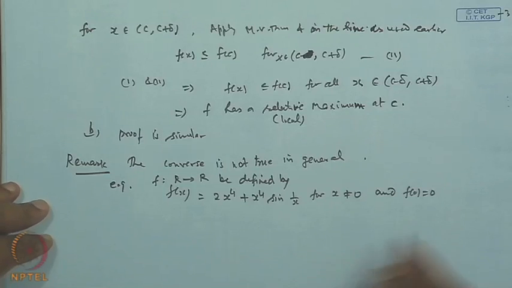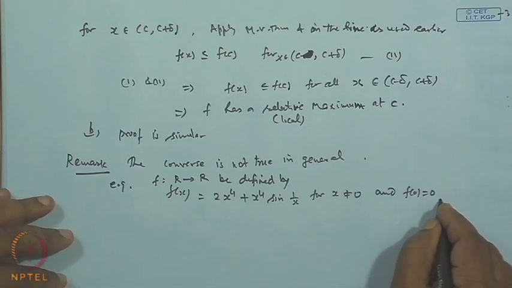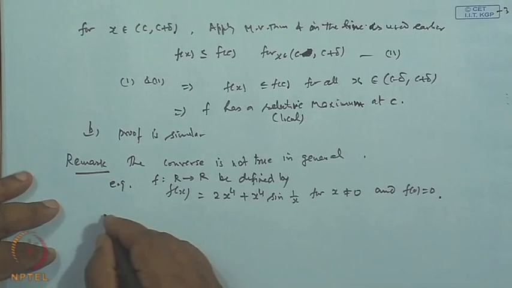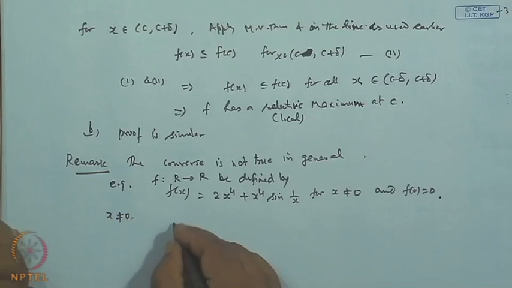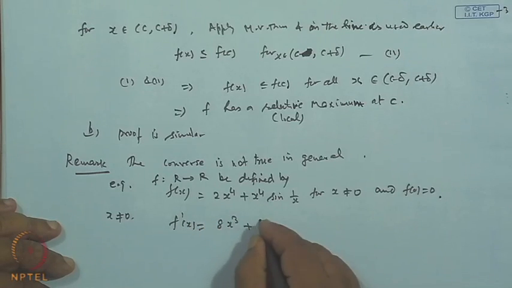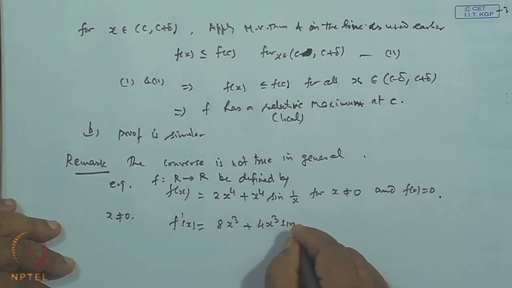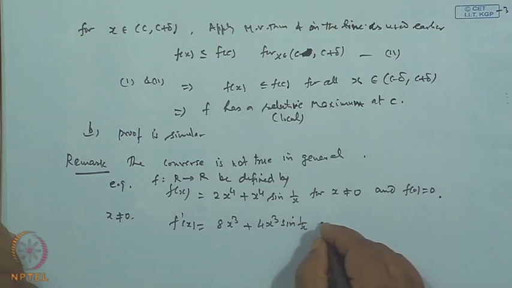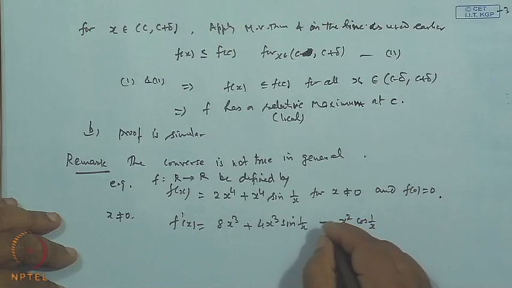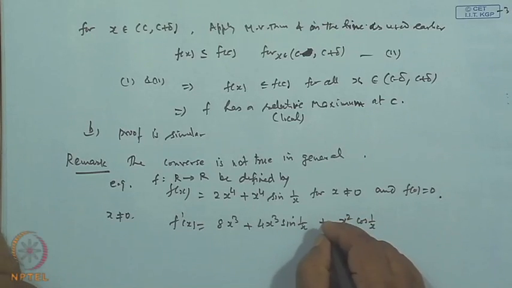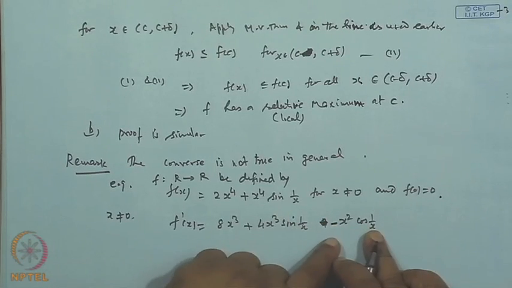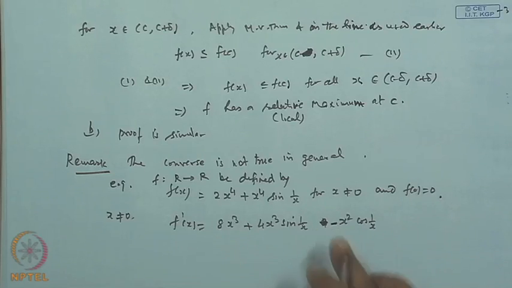Okay. Then clearly, when x is different from 0, the derivative of the function will be 8x cubed plus 4x cubed sin(1/x) minus x squared cos(1/x). So, it is a minus sign, sorry. It will be the minus, because the derivative of sin(1/x) is cos(1/x) times the derivative of 1/x, which is minus 1/x squared. So, that is why the minus sign is there.